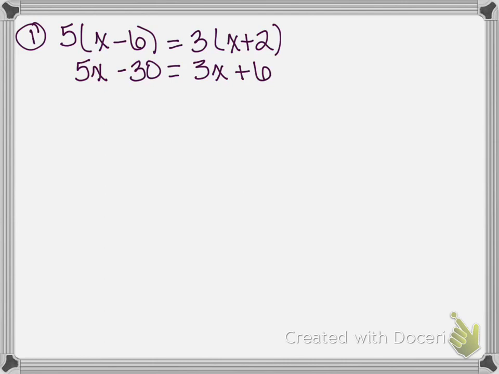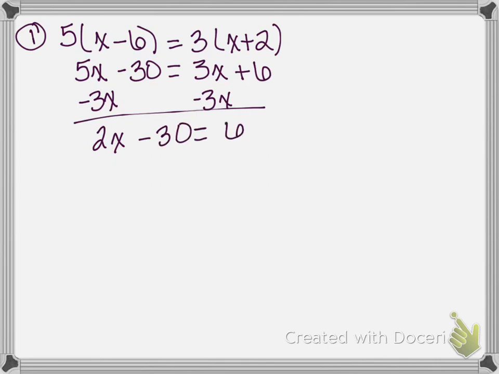Okay, I've got to get my variables on the same side of the equation. It's a good habit to get into to move it to the left. You don't have to move it to the left, but when we do inequalities, that is a better way to do inequalities. So if you get in the habit of moving it to the left, you're in good shape. So then I have 2x minus 30 equals 6.